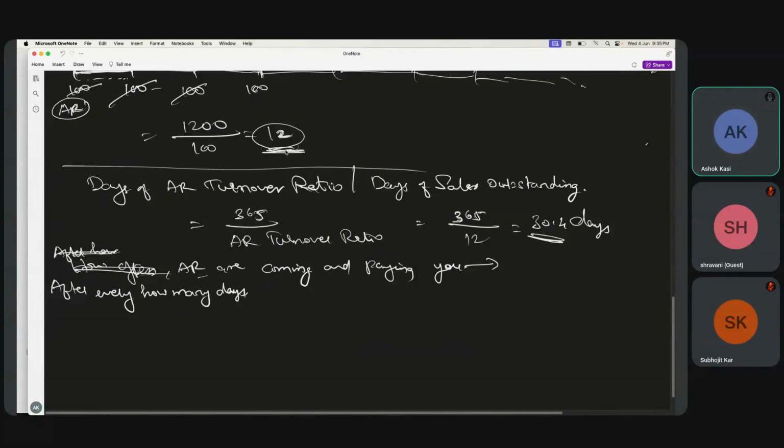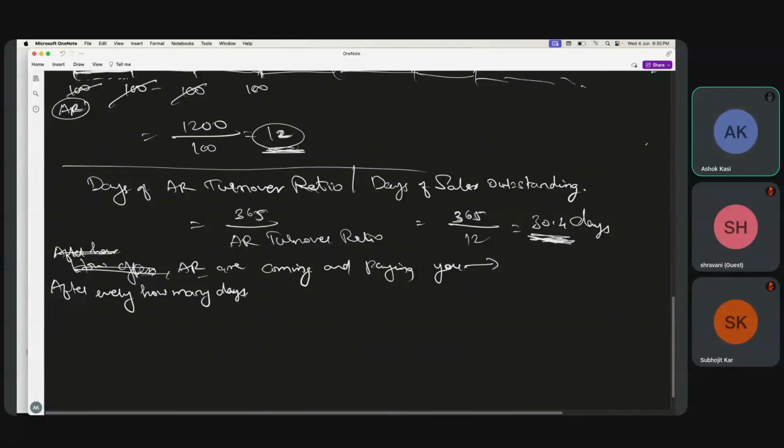You got the idea? Now, does that mean this 12 is a very good number or this 30 is a very good number? We don't know. So then what is the right number? The right number is you have to match it with the industry. So in the industry, what is the trend? If the industry is paying after every 30 days, then it is okay. If the industry is 60 days and here it is 30, then it is not a good sign.